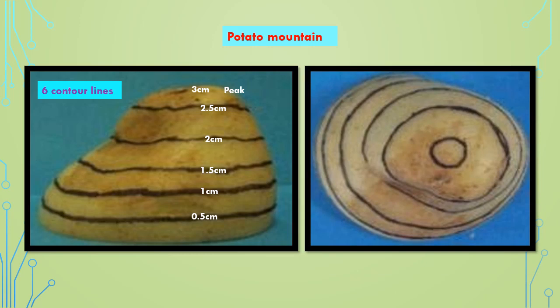The first line that was drawn becomes the border circle, and the topmost circular contour line drawn at 3 centimeter height in the first image is seen as the innermost circle in the second image. Since it is impossible to draw the landforms on a map mentioning their elevation or altitude or height, this method of drawing contour lines is followed. Now watch this video on potato activity to draw contour lines.